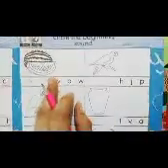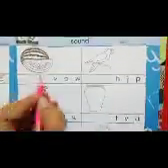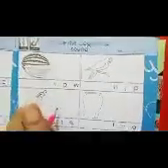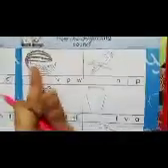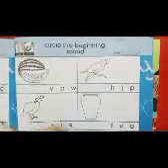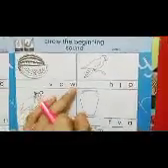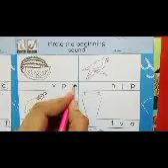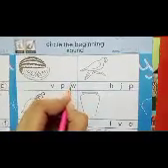Now say with me, which fruit picture is this? Watermelon, very good. This is the picture of watermelon. The beginning sound of watermelon is va, va. Very good. Now circle with me. Good.